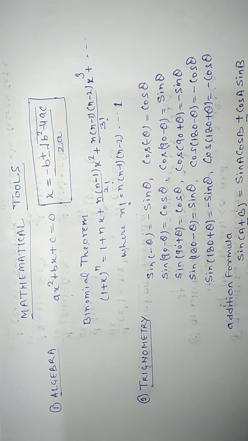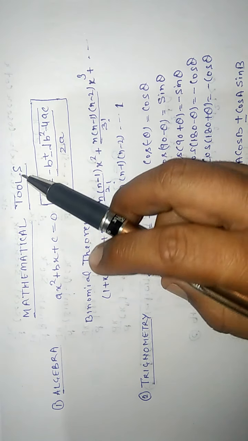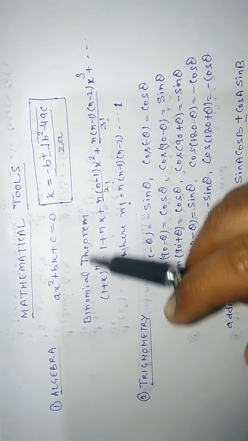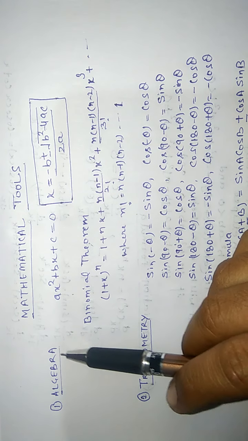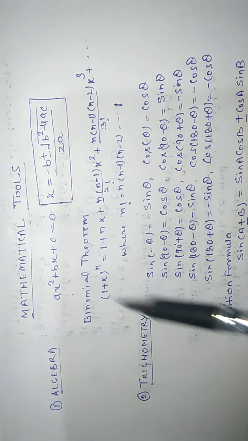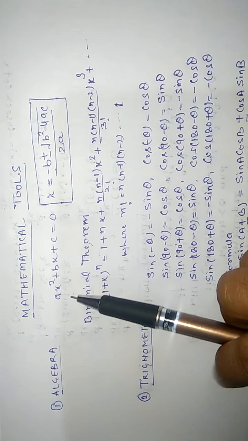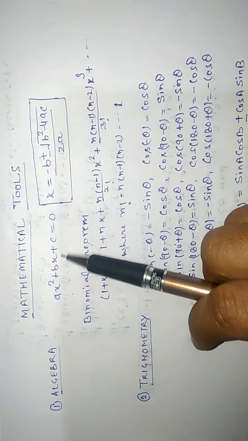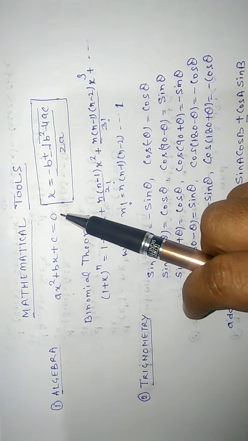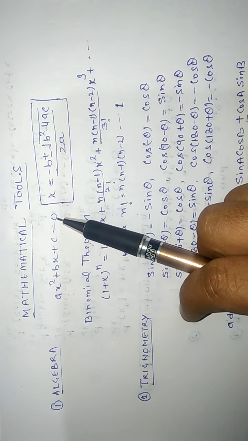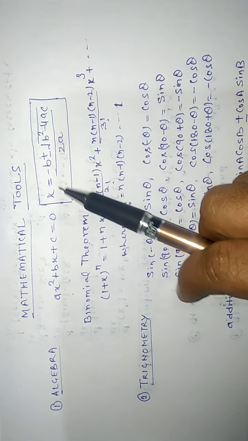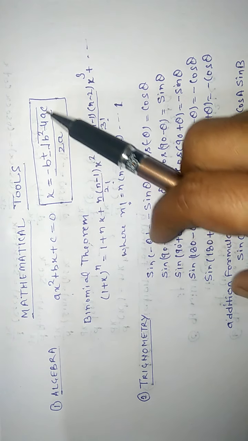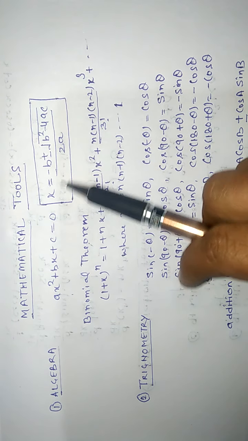Good morning, students. Today we are going to discuss some mathematical tools which will be used in physics. In algebra, we know the formula for a quadratic equation: ax square plus bx plus c is equal to 0. For calculating the roots of this quadratic equation, we have the formula x is equal to minus b plus minus under root b square minus 4ac upon 2a.